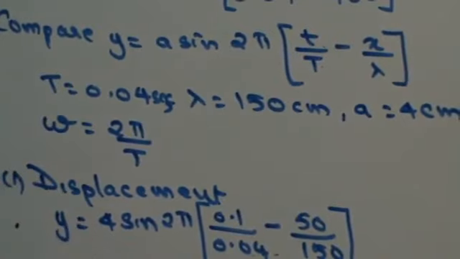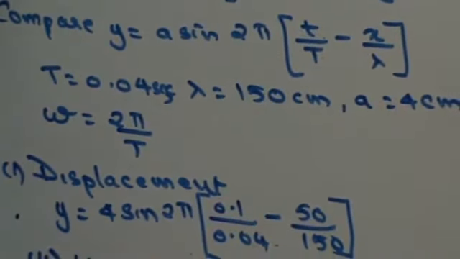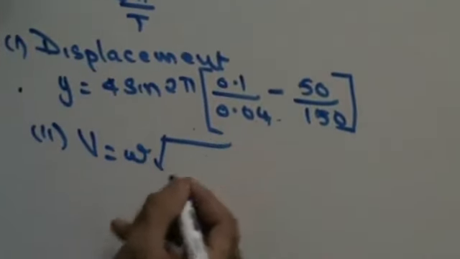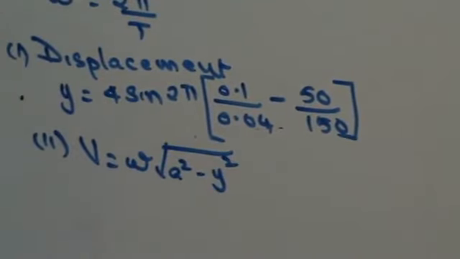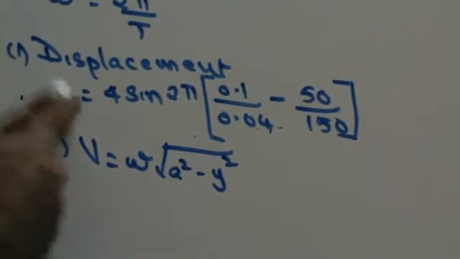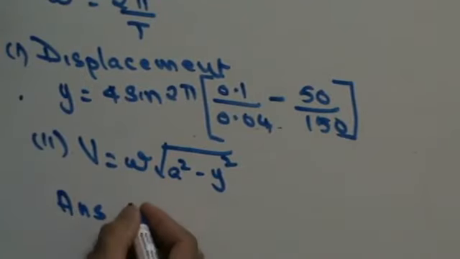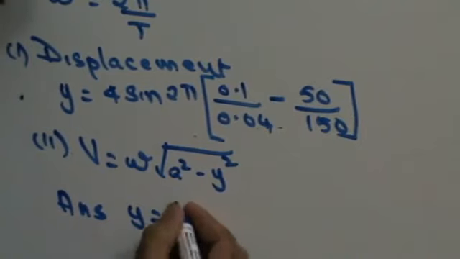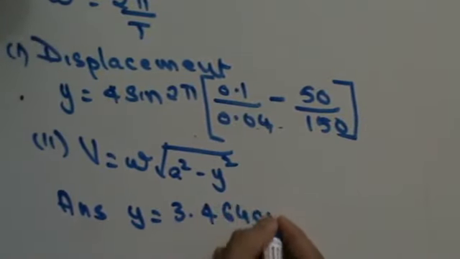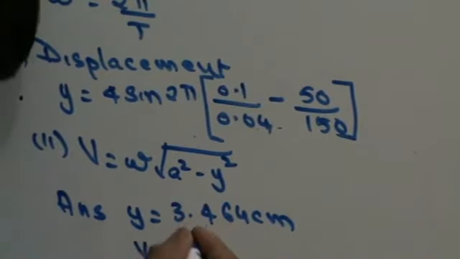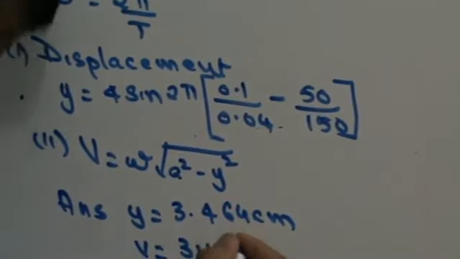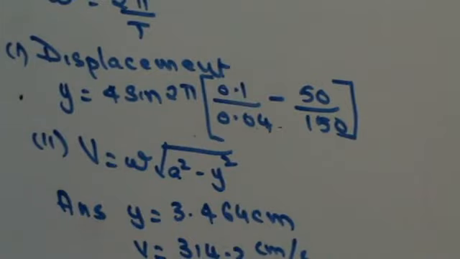Second part of the question, they've asked you to find out the velocity. Velocity from SHM is omega square root of a square minus y square, because here the displacement is along the y axis. In SHM we had done omega square root of a square minus x square, because my displacement was along the x axis. Here the displacement is along the y axis, therefore I am writing a square minus y square. Y you would have found out from here, and omega you have already found out right in the beginning, so you should be able to get the velocity. The answer for the sum should be, displacement 3.464 centimeters, and velocity equal to 314.2 centimeters per second. Take our next one, please.